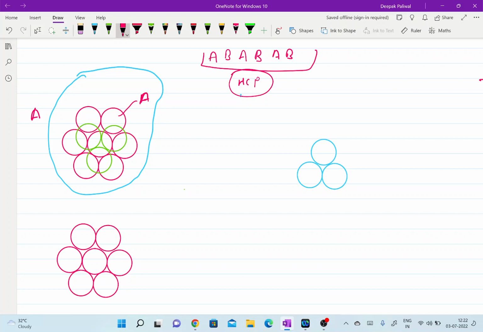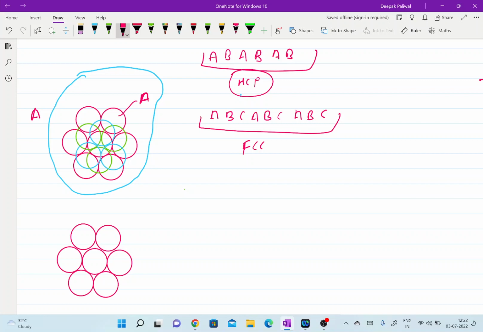Now come to our main topic of discussion, which is FCC. Now if I put the next layer in the remaining voids of the A layer, then see: I have put the A layer, in the voids of the A layer I am putting the B layer, and in the remaining voids of the A layer I am putting the C layer. So now I have three different layers. The stacking arrangement is A layer, B layer, C layer. If I repeat it in a similar fashion, it again forms A, B, C. So my stacking arrangement will be ABC, ABC, ABC, which belongs to the FCC structure.